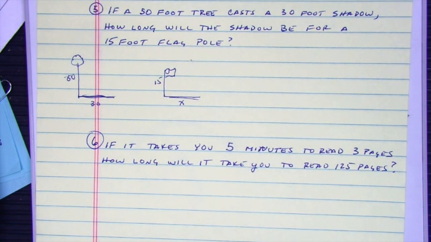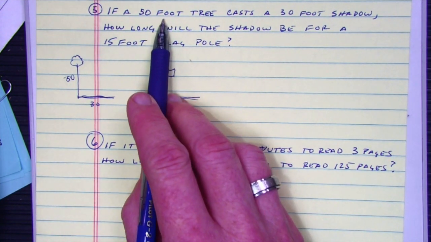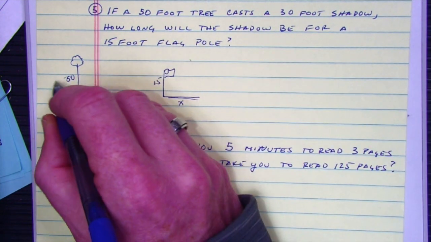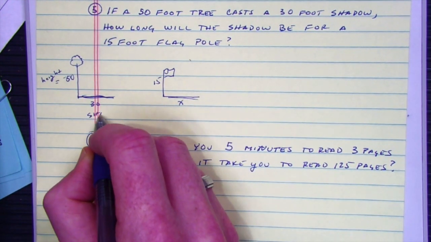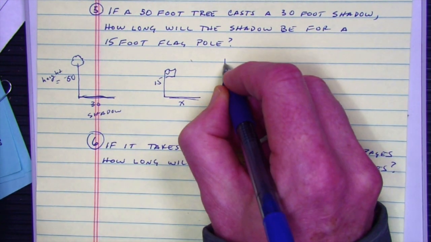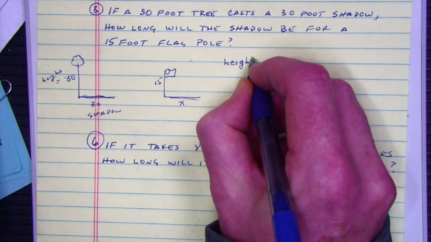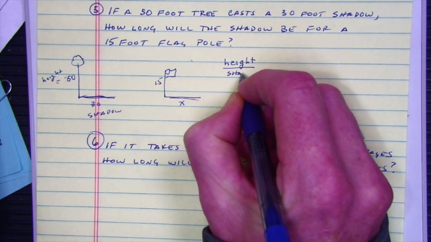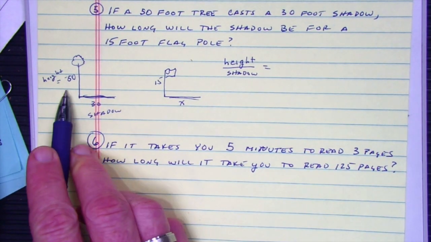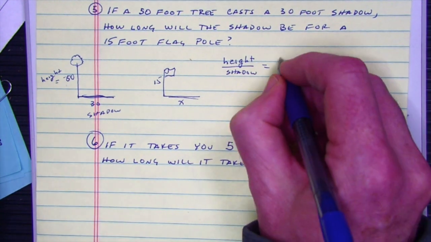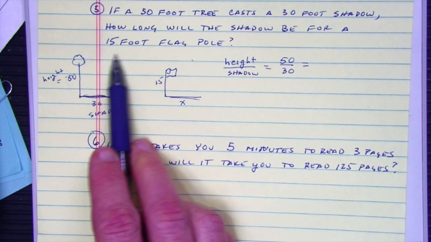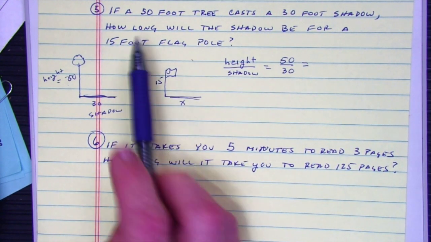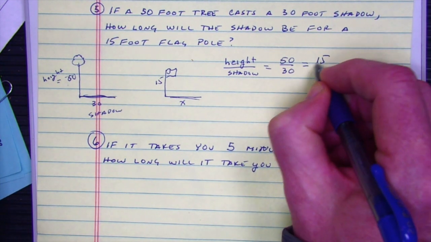Remember, the shadow is always on the ground. We could do it from the picture, or we could do it from the words. It doesn't matter. This is a height, and this is a shadow, right? So if we keep it consistent, we do height over shadow, or you could do shadow over height. If I look at the first one, my height was 50 and the shadow was 30, so it's 50 over 30. Then the flagpole, this was also a height because we're looking for its shadow, is going to be 15 over x.